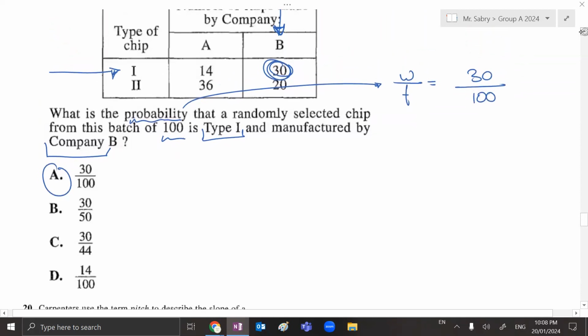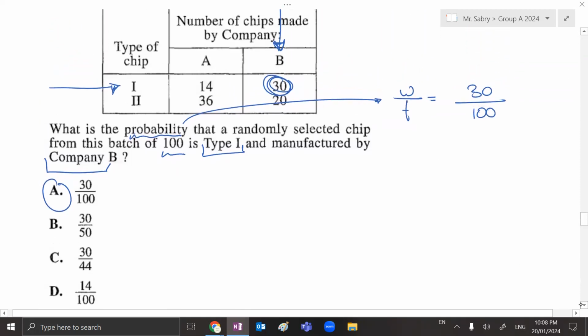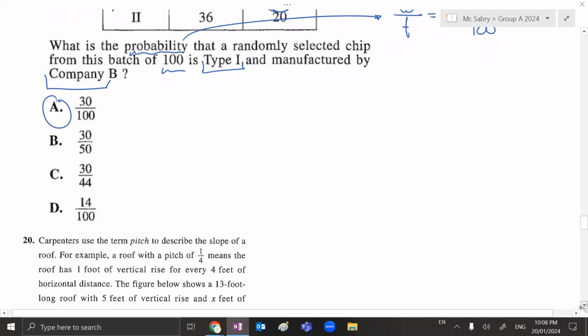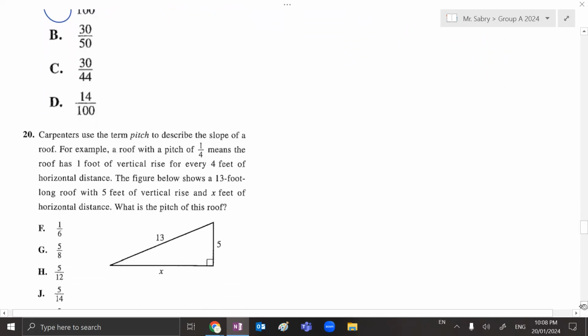Are we good? Is this easy? Yes. Yes. Perfect. Number 20.